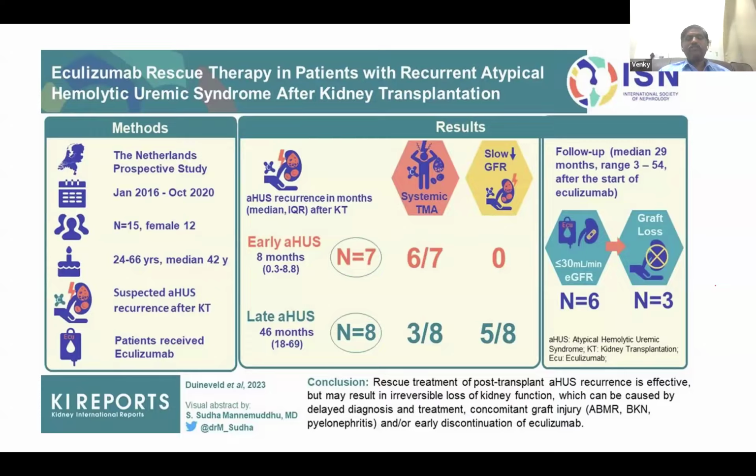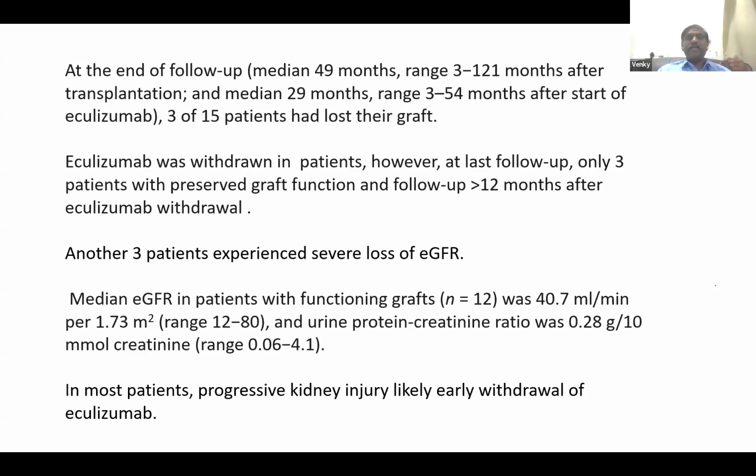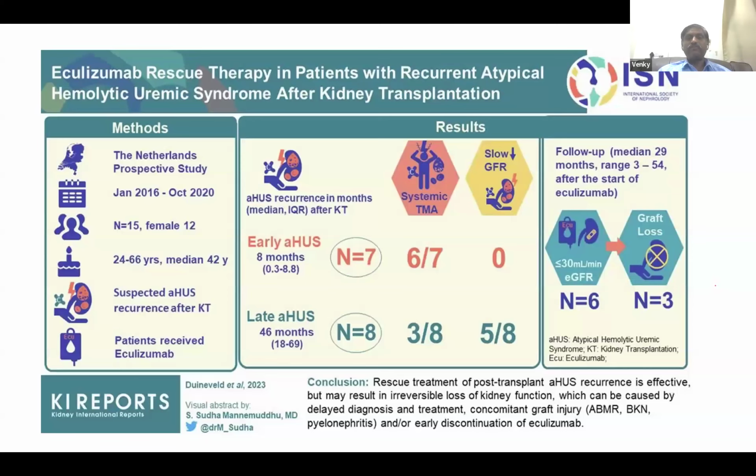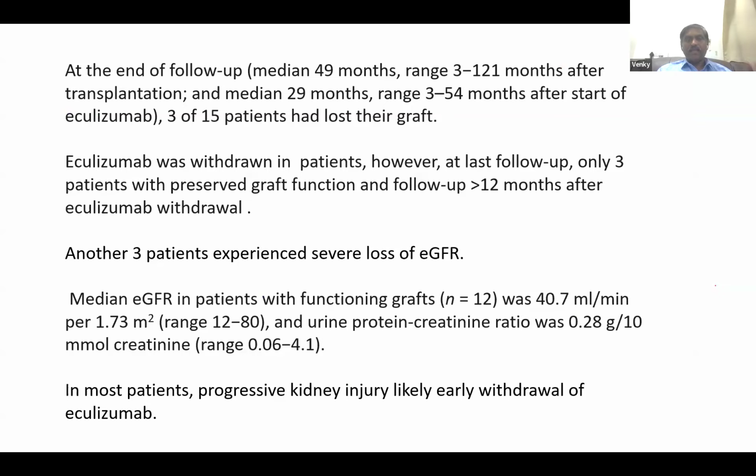This was the initial period, but when they followed up over a period of 29 months, they found that graft loss was seen in 3 patients, and deterioration of graft function to less than 30 ml was seen in another 3 patients. So at the end of the follow-up of 29 months, 3 patients lost their graft, even though the initial response was good, where around 13 out of 15 patients responded. Another 3 patients experienced severe loss of GFR after eculizumab withdrawal.